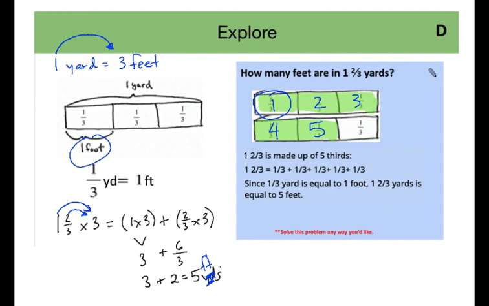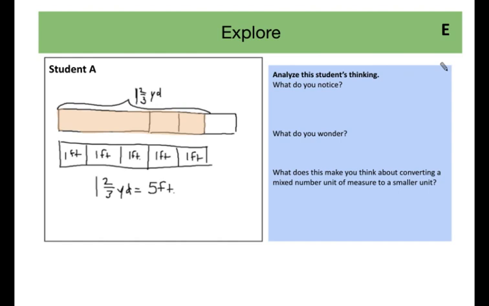All right, let's go ahead and take a look at another response here. So here we have student A. So go ahead and analyze student A's work and answer these 3 questions on the right. When you're ready, go ahead and unpause.